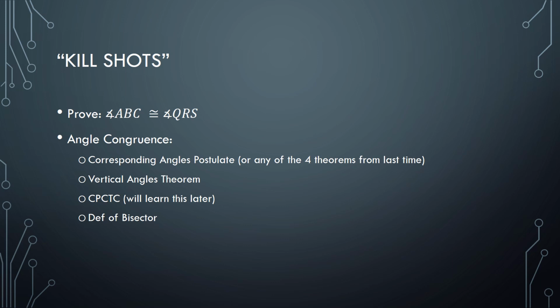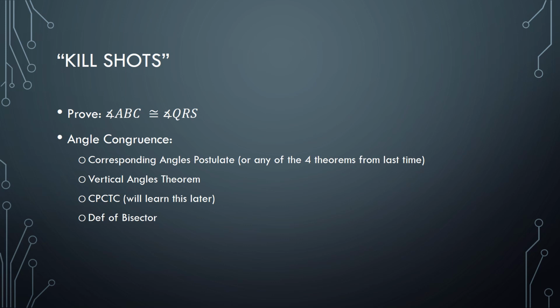Next, you might be asked to prove that two angles are congruent. Well, there are a lot of different kill shots for this. You can use the corresponding angles postulate or any of the four theorems we just talked about. You might use the vertical angles theorem. CPCTC is something that we're going to talk about with triangles, so sometime this week we'll talk about that. That is one way to prove that two angles are congruent.